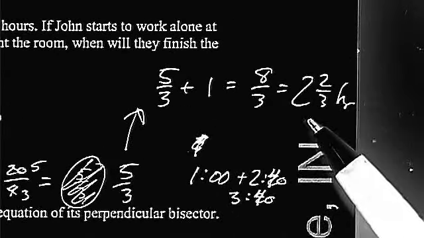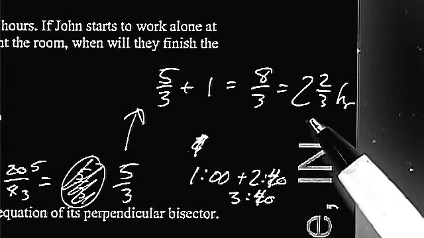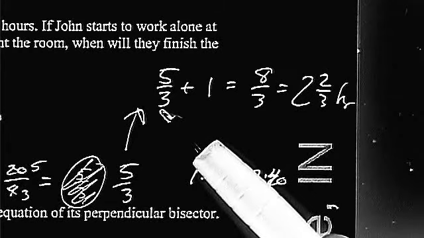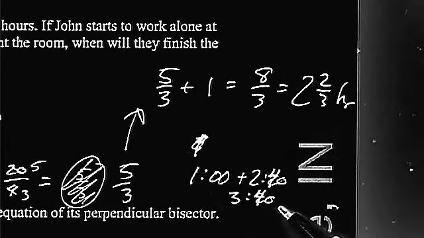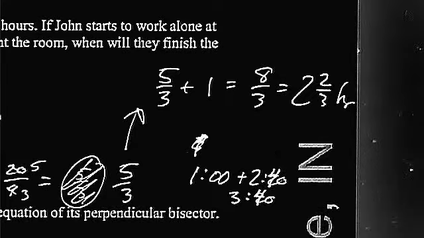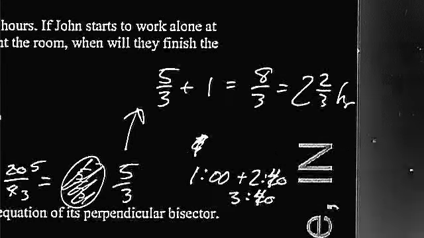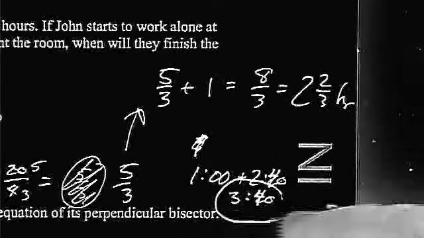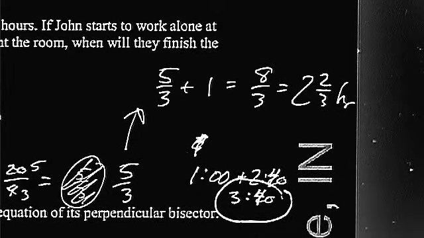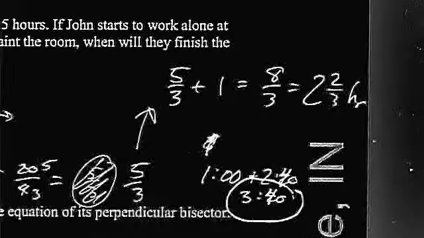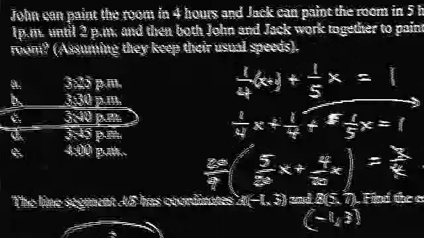So let's see here, 2 2/3 hours from when John started, and John started at 1. Or you could just take 1 2/3 hours and add it to the 2 p.m. time slot. Either way, whether you start at 1 o'clock and add 2 hours and 40 minutes, or start at 2 o'clock and add 1 hour and 40 minutes, they still get done at 3:40 in the afternoon. Okay, choice C.